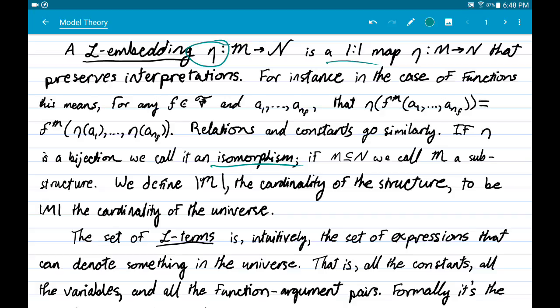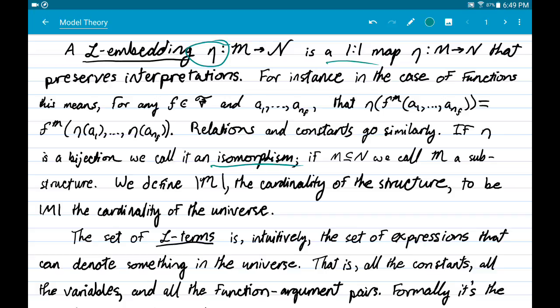Now, what I mean by the fact that it preserves interpretations, I'm not going to state fully. Hopefully it's kind of familiar from other math classes, the notion that an isomorphism in an algebra or a group is one which, if you perform the operation before mapping, it's the same as if you perform the operation after mapping. So there will be a similar idea here.